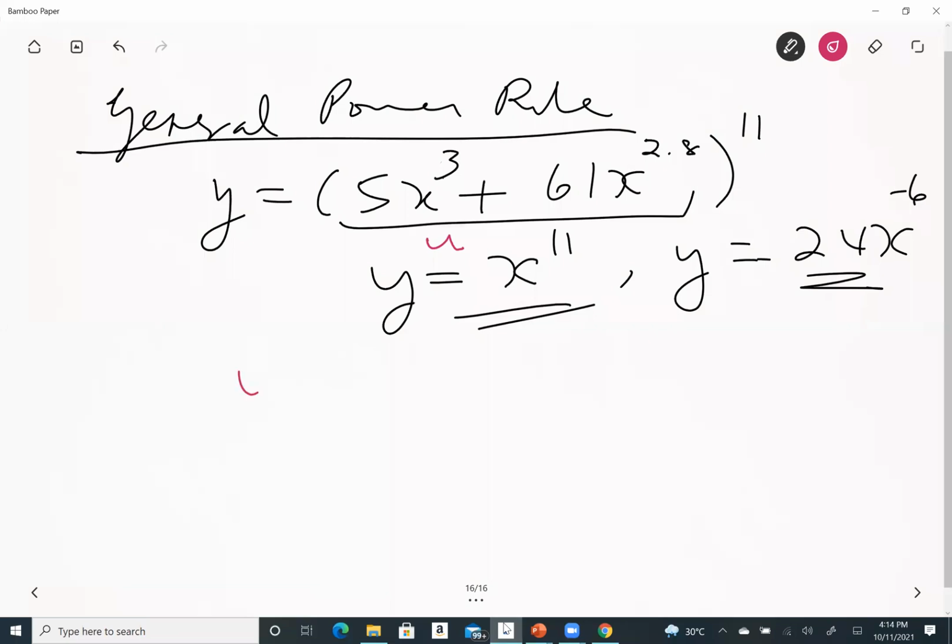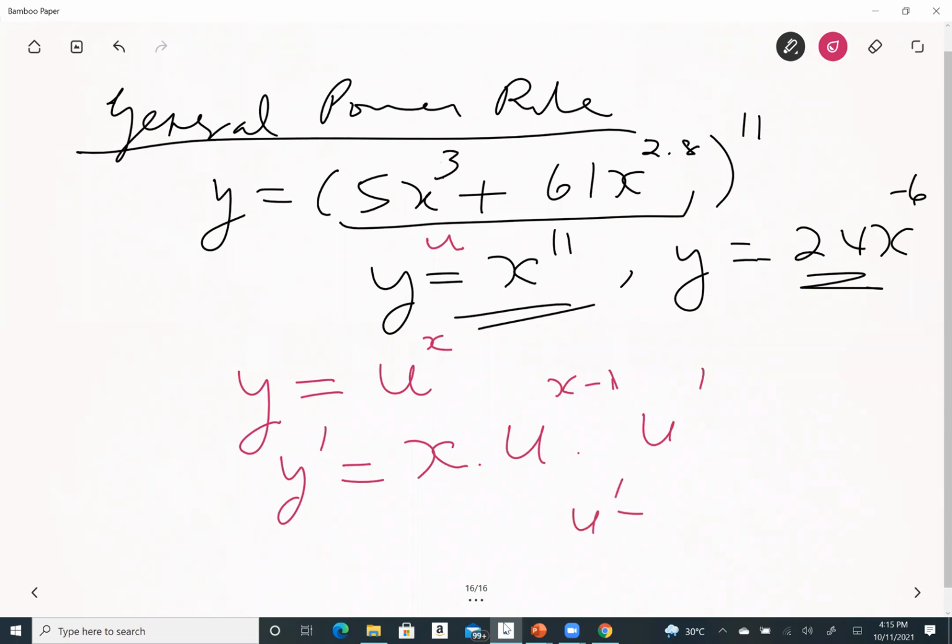So that is the general power rule. I have here y equal to u to the power of n. So what is y prime? You bring down the power, multiply by u, reduce the power by 1. So that is the power rule. Now u is not just x, u is some terms in x. So you have to multiply by what? u prime. And u prime is du dx. So we call this the general power rule.